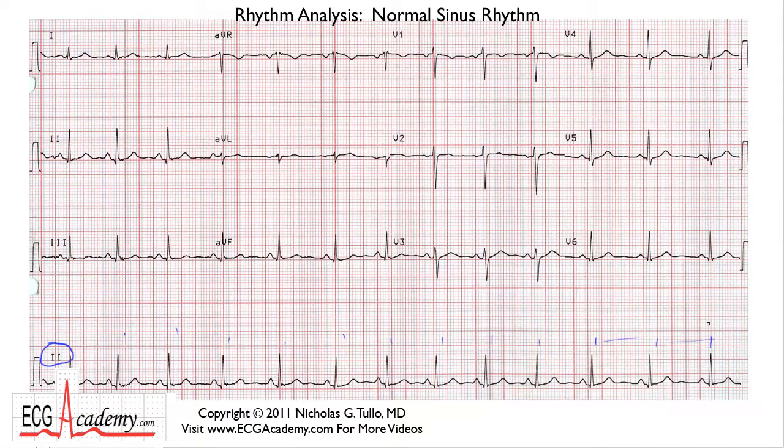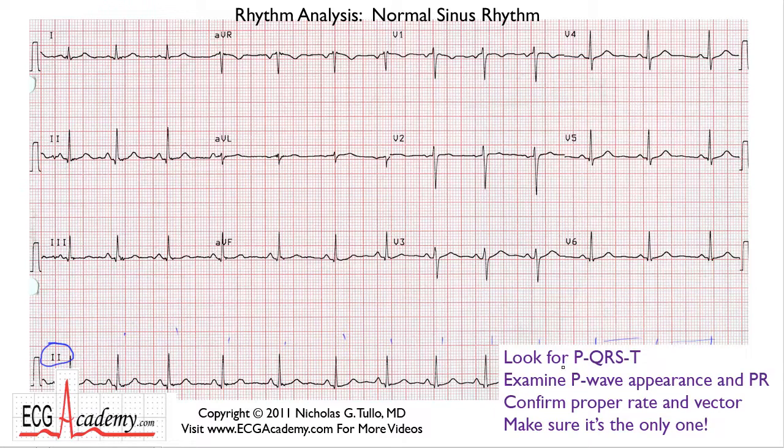And when you're analyzing rhythm, especially when you're looking to confirm that it's a normal sinus rhythm, here are the things that you have to look for. You have to look at the P and the QRS and the T wave, make sure they're all related to each other properly. That involves measuring intervals like we did in the last section and making sure that everything falls within normal limits. You need to examine the P wave appearance because P waves have a certain look to them, and often if it doesn't look right, then it's not a sinus rhythm.